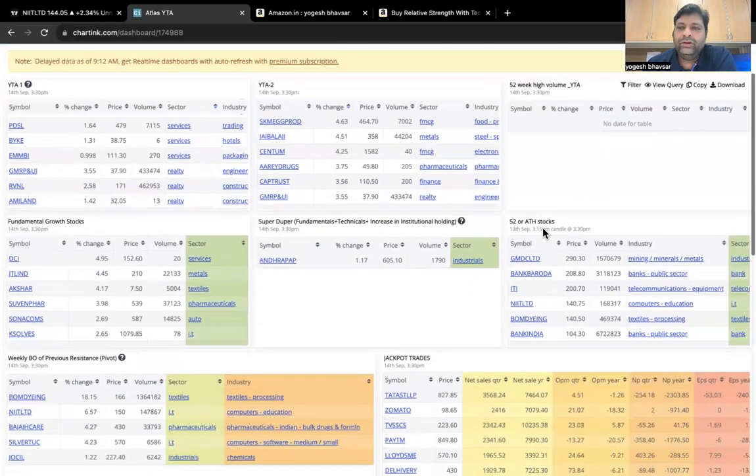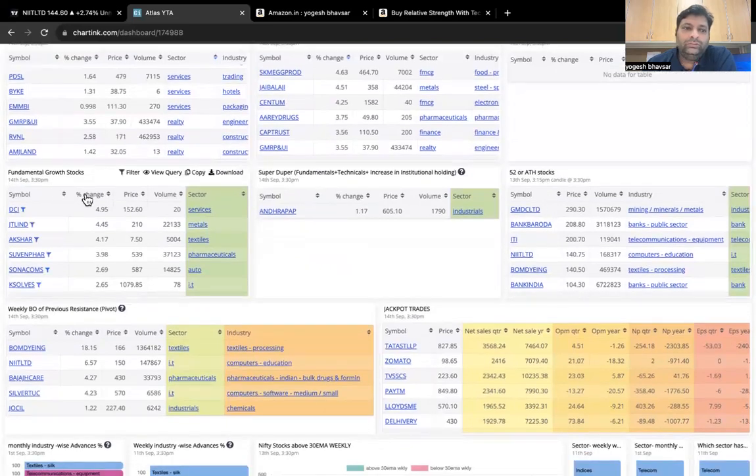Now if we go a little bit further down, a lot of my students focus only on fundamental growth stocks. Everybody has their own way of analyzing fundamentals. What I have set up is that I need stocks which are improving, either year on year or quarter on quarter, in net profit. As and when the net profit increases series-wise in the last 3-4 quarters, the scanner will give me the fundamental stocks.